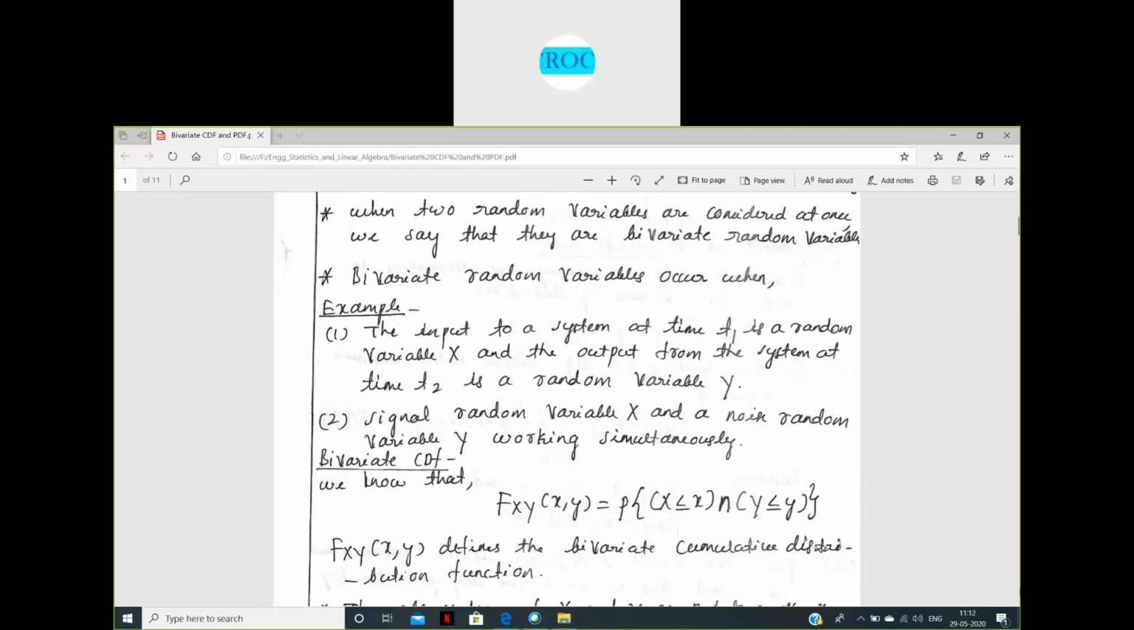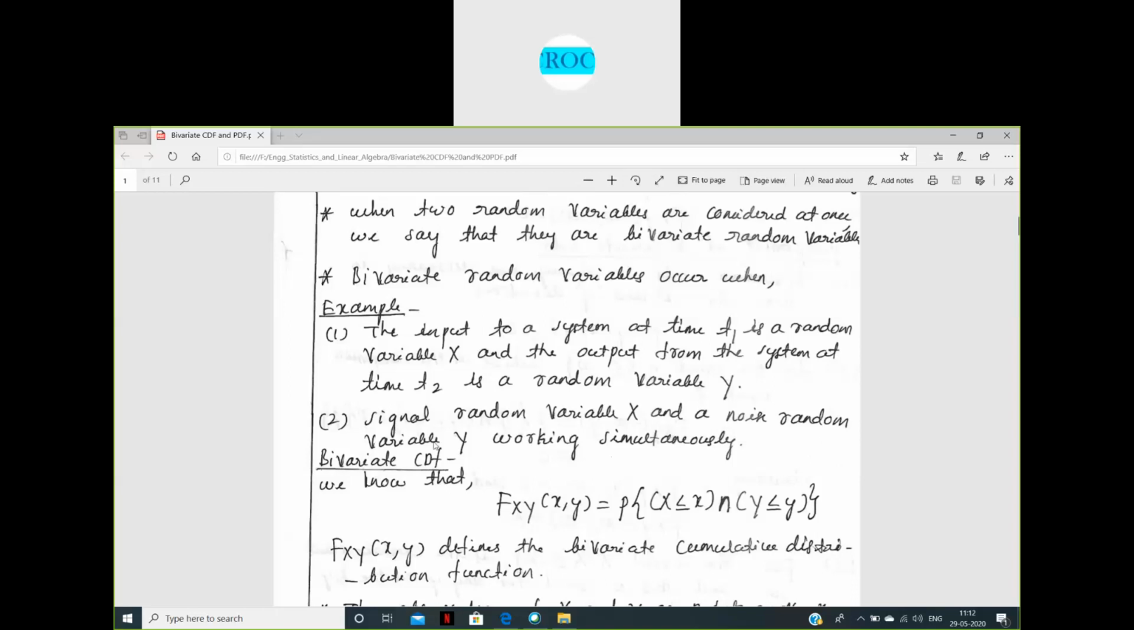Now consider the scenario where we apply an input to a system and there is an output generated from the system. In order to characterize the relationship between the input and output for a given system, we define two random variables. One is random variable X, the other one is random variable Y. X is defined for the input and Y is defined for the output. By these two random variables X and Y, we can establish the relationship between the input and the output for a given system.